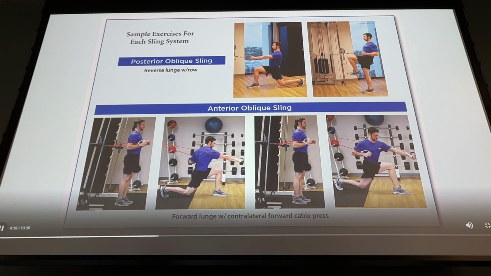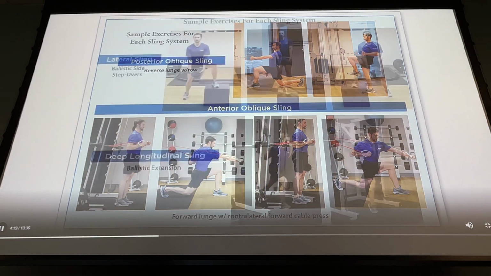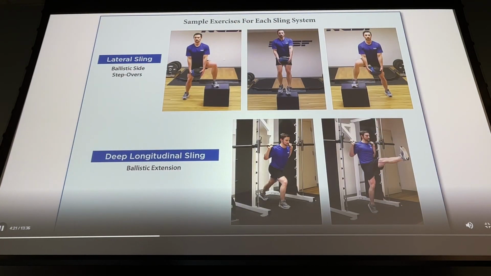We have a forward lunge with contralateral forward cable press. For the lateral sling, we have ballistic side stepovers, and the deep longitudinal sling, ballistic extensions. Okay, so stepping up onto the box, lateral sling system, step overs, and then you have your ballistic extension.